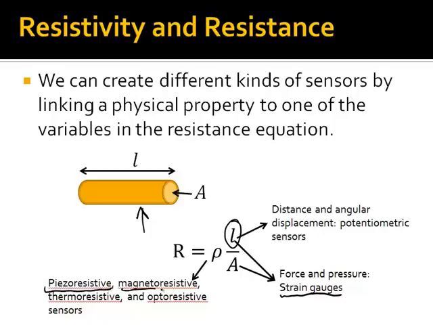Piezoresistive, magnetoresistive, thermoresistive, and optoresistive sensors all work by affecting a change in the resistivity property of the material. We will look at one or two of these different kinds of sensors in this video.